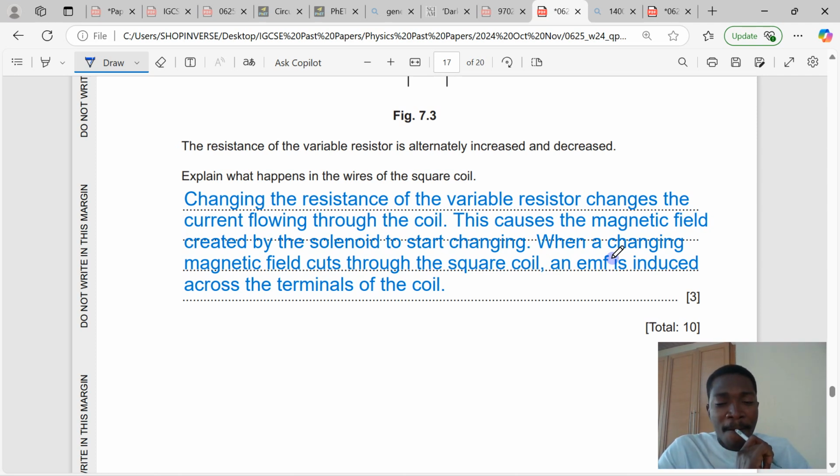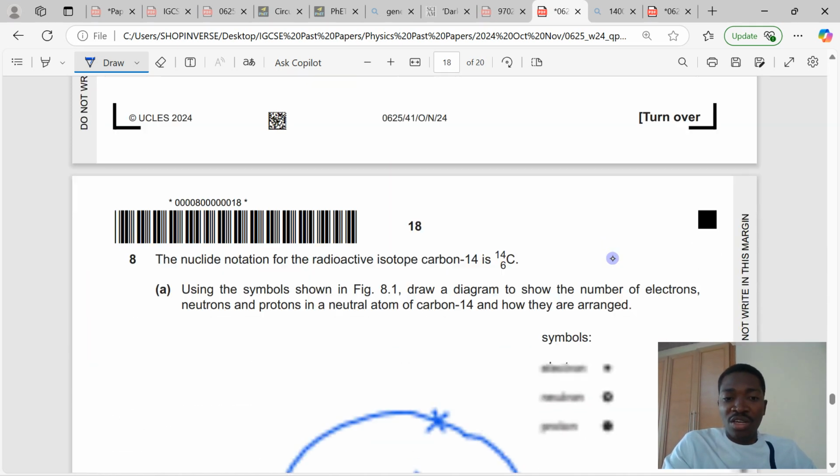Good. That changing magnetic field, as a result of that changing current, causes an EMF to be induced across the terminals of the square coil. We take the next question.